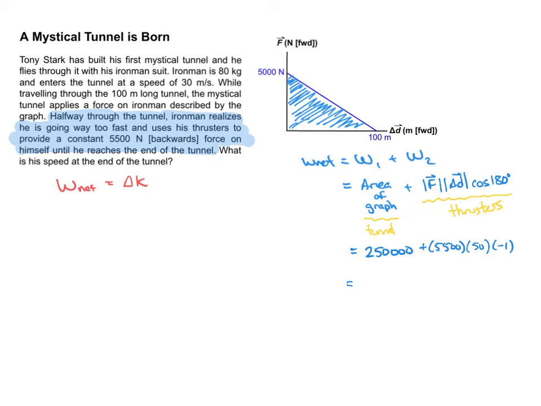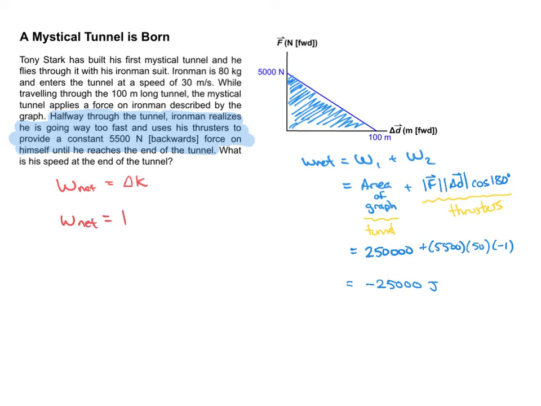Okay, so let's calculate what this equals, and that'll be the net work. So I'm getting a -25,000 value. The net work done on him was negative. So this actually means he's going to slow down. He's going to end up coming out of this tunnel slower than 30 meters per second. So I'm going to take that value and transfer it to my net work equation. Well, first I'm going to do some substitutions and simplifications.